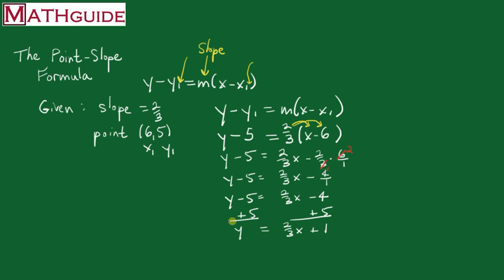And there you go. So I now have this equation in slope-intercept form, which is y equals mx plus b. I know what the slope of the line is, 2/3, and I know that the y-intercept is 1. So I know everything there is about this line, and I used the point slope formula to get it.